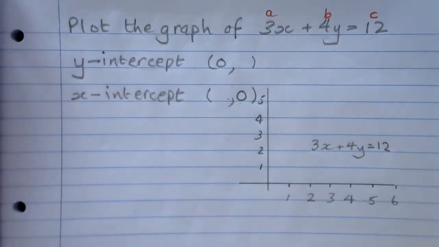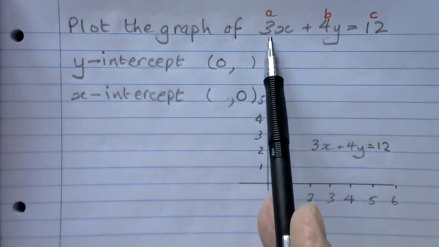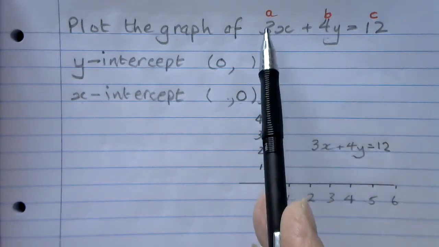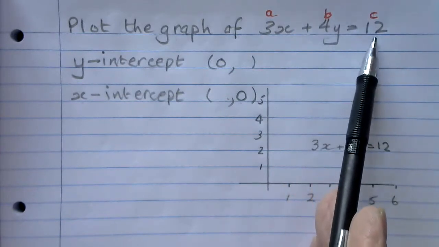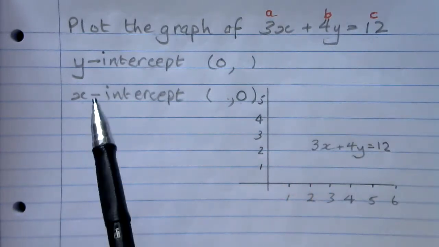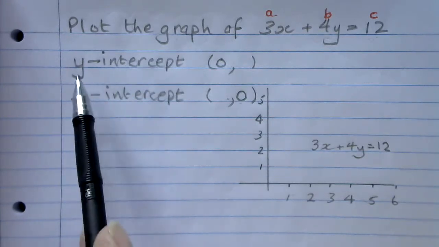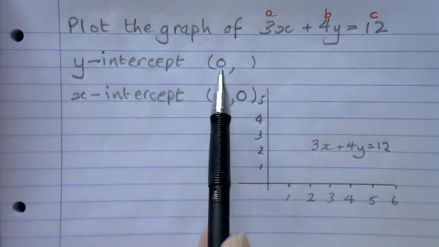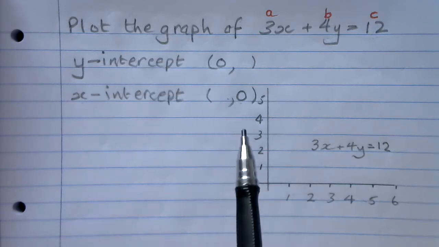So here we are. I've chosen the numbers to be nice and easy here. We're going to plot the graph of 3x plus 4y equals 12. So my A is 3, B is 4, and C is 12. Now the first thing I'm going to do, and it doesn't matter which order you do them in, I'm going to find the y-intercept, and I do that by setting x to 0. So I've put the 0 in straight away.